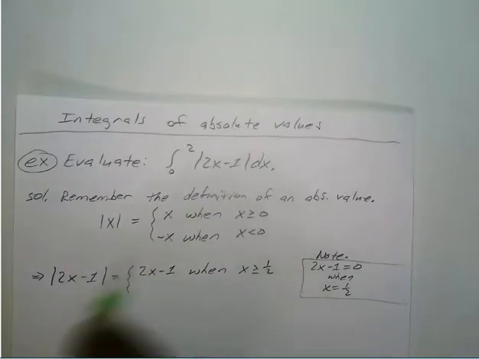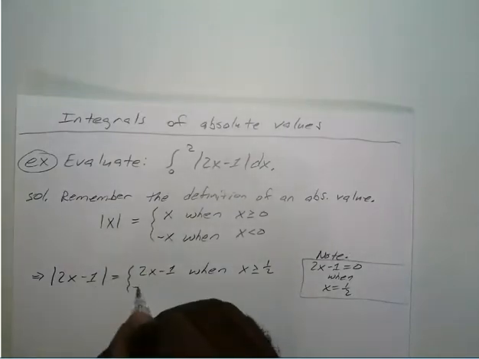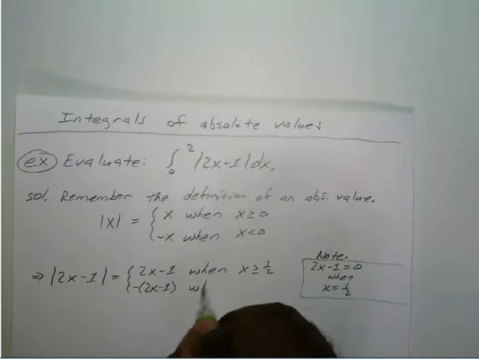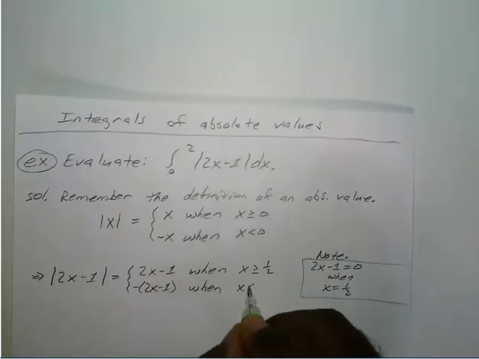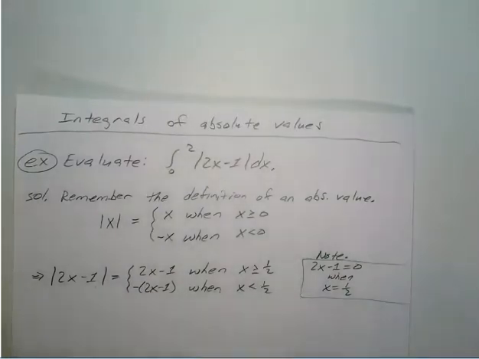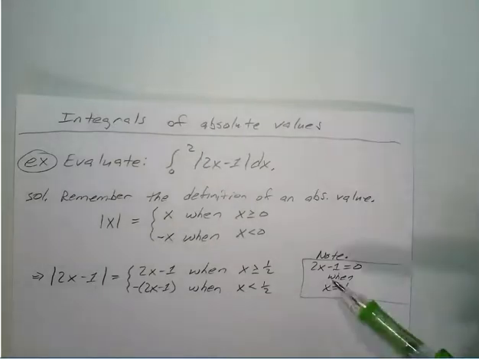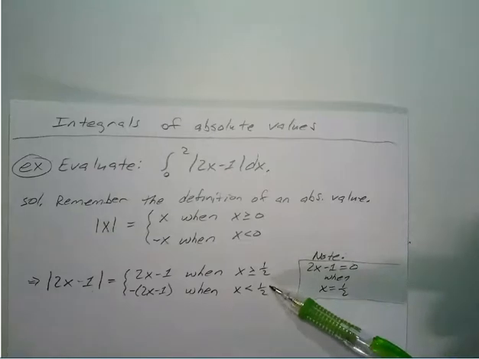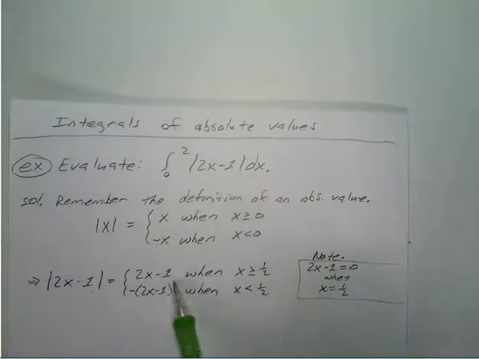And then it's going to be the negative of whatever's in here, or the negative of 2x minus 1, when x is less than 1/2. So you want to make sure you don't skip that step. You don't want to just go on autopilot and start plugging in 0, because that wouldn't work for this one. It has to be when that function is greater than or equal to 0, and that only happens when x is greater than or equal to 1/2.